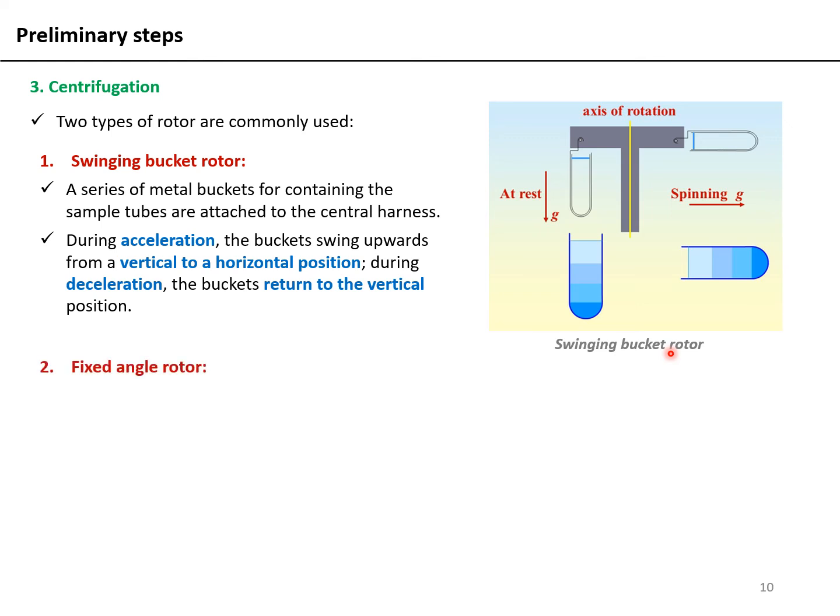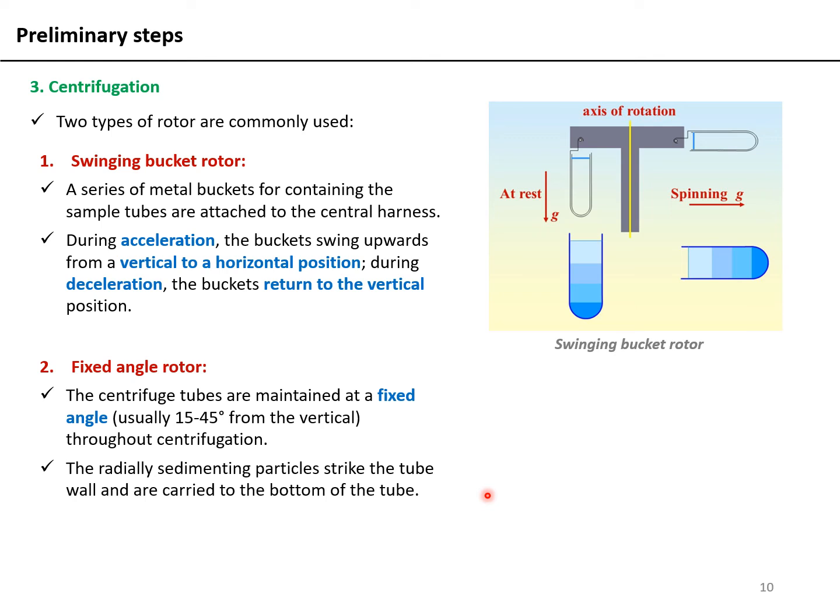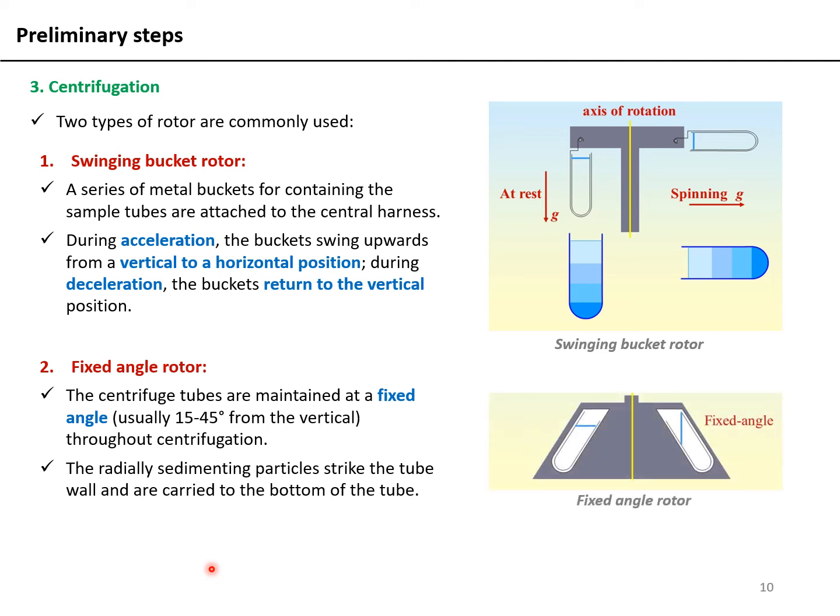Next, you have your fixed angle rotor. In a fixed angle rotor, the buckets do not swing from a vertical to horizontal position, but rather the tubes are maintained at a fixed angle, usually of 15 to 45 degrees from the vertical, throughout the centrifugation process. The radially sedimenting particles will basically strike the tube wall and are carried to the bottom of the tube. So this is how things look in a fixed angle rotor.